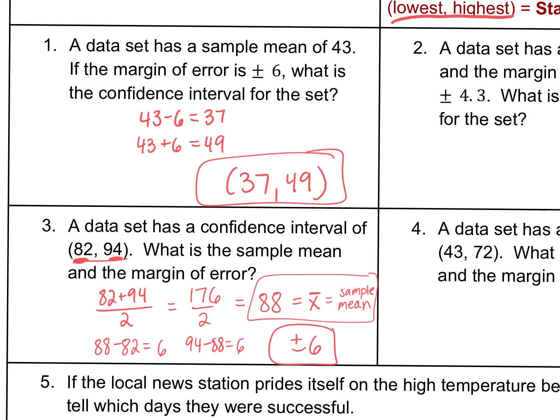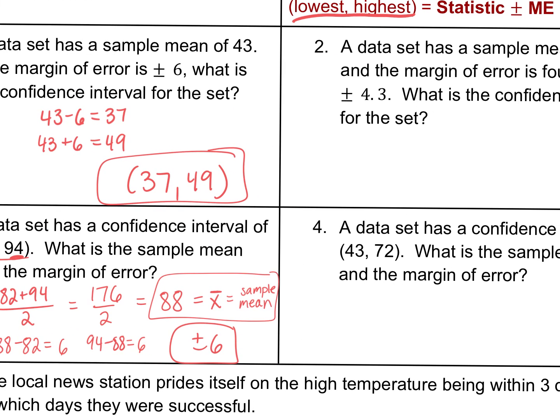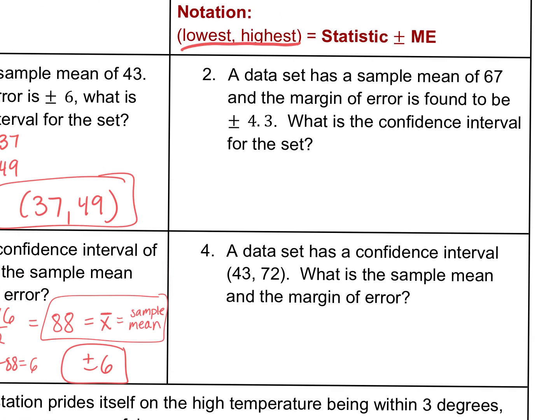I want you to go do 2 and 4. Okay? 2 is like number 1 and 4 is like number 3. So give you a couple minutes, get those done, work with the people around you if you want to. Okay, number 2. So a data set has a sample mean of 67 and the margin of error is plus or minus 4.3. What would be the confidence interval?